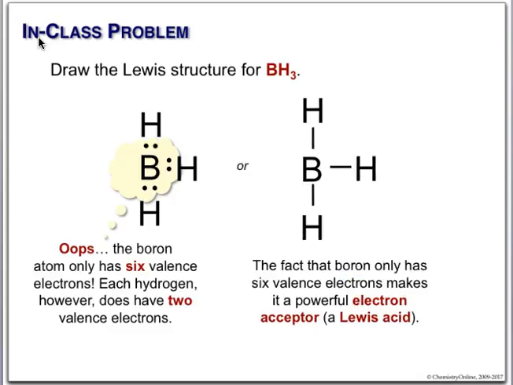Later on in life, we will call this a Lewis acid. A Lewis acid is an electron acceptor. Why would boron be an electron acceptor? Because it only has 6 and it dearly wants 8. So it will accept electrons into this giant hole and form bonds with things. So Lewis acid, electron acceptor. That's chapter 8. Any questions?